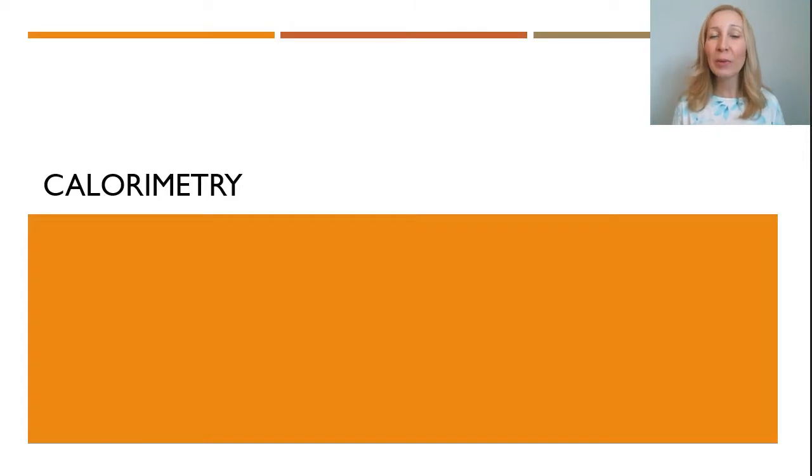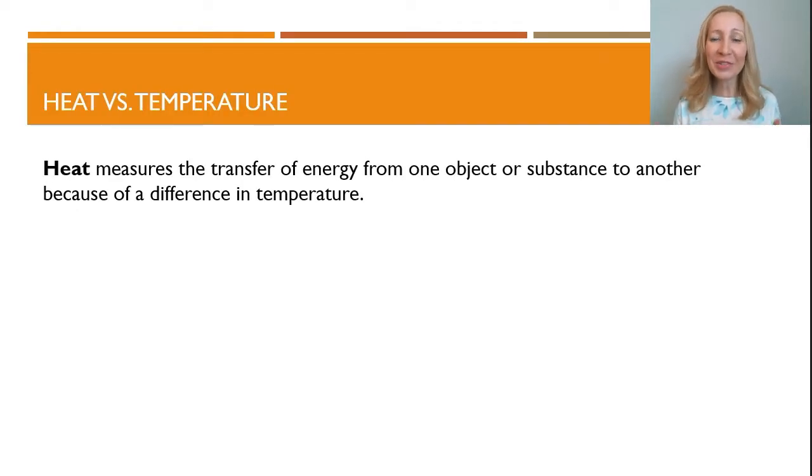In this video, we will be learning about calorimetry, which is a measurement of the amount of heat transferred from one substance to another substance. And oftentimes, people get heat and temperature confused. So here's a definition of heat. It's a measure of the transfer of energy from one substance to another substance because of a difference in temperature.